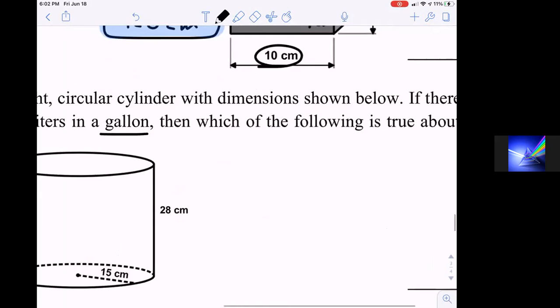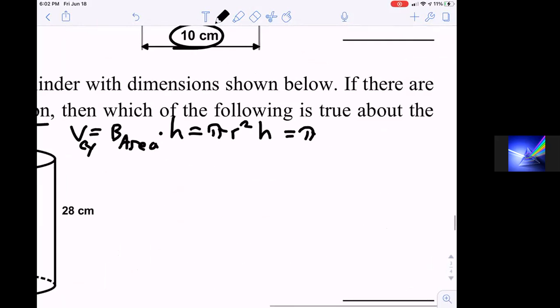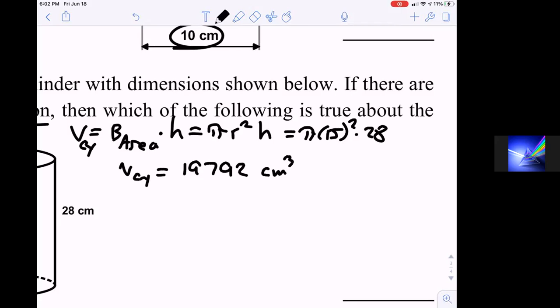Okay, so the equation is the volume of the cylinder, of a right cylinder, is the area of the base times the height. And the area of the base is, of course, a circle down at the bottom. So in other words, it's going to be pi r squared times the height. So we're going to go pi, the radius is 15, so pi times 15 squared, times the height of 28. And the volume of the cylinder, we get about 19,792 cubic centimeters.